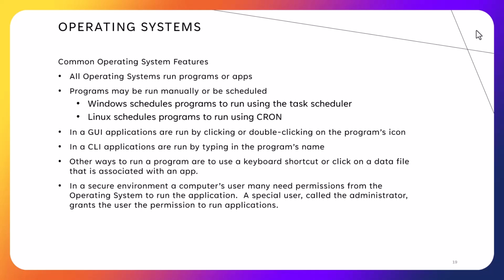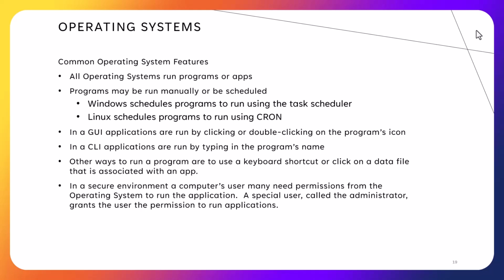So in the Windows environment, we use a process called Task Scheduler. In the Linux environment, we use a process called cron. And both the Windows Task Scheduler and the Linux cron, or the Linux cron job, as some people will call it, can be used to schedule an application to run at a specific date or time into the future, or on a regular basis.